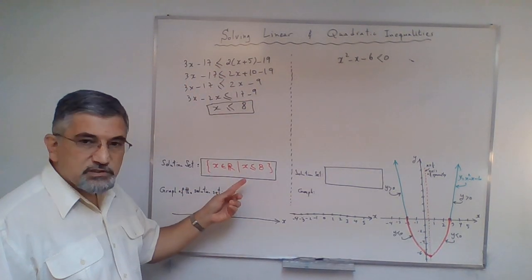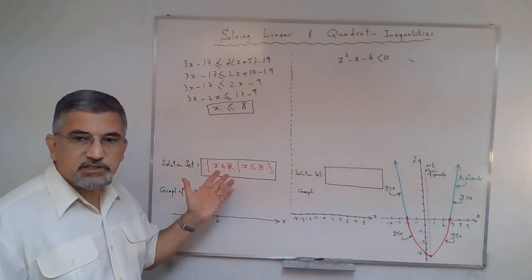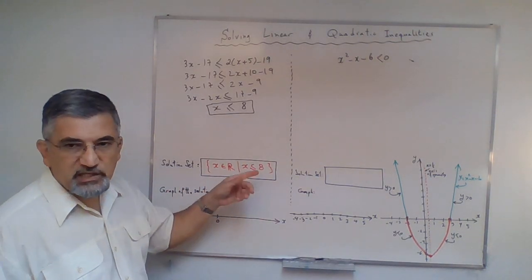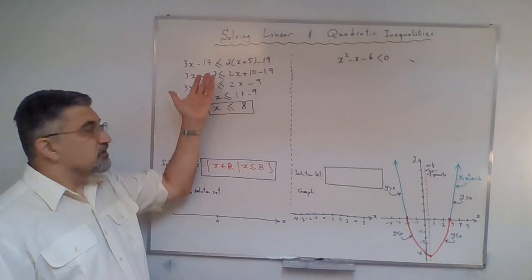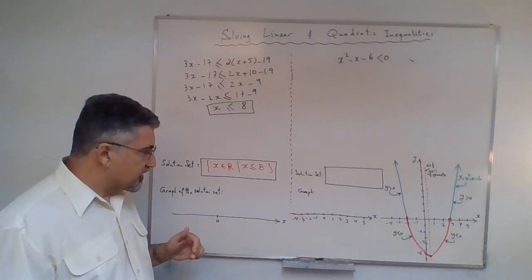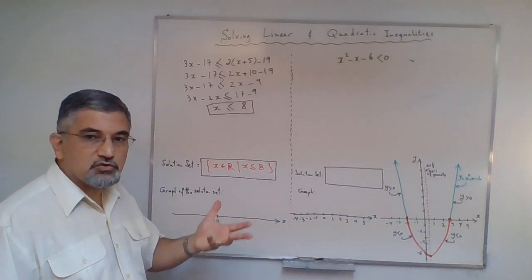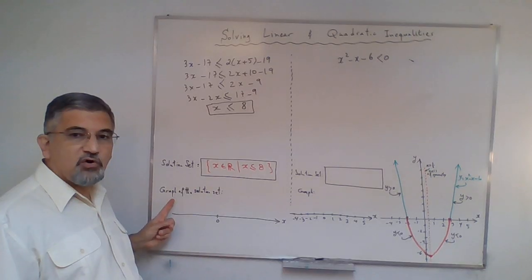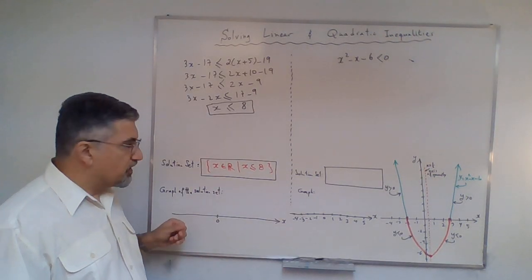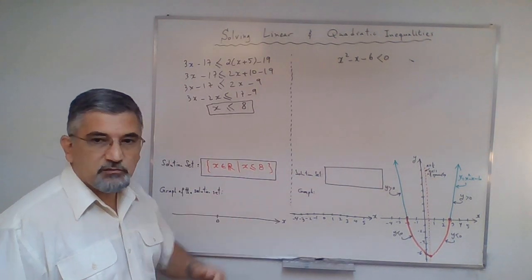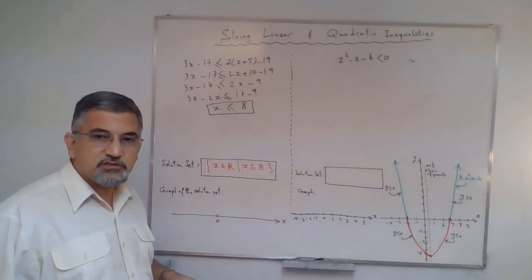Now, this solution set is clear. We understand that. It says any real number less than or equal to 8 is okay. It satisfies the inequality. But we want to visualize this solution set. Therefore, we draw a graph of the solution set. When I say graph, I don't mean a graph of a parabola or something like that.